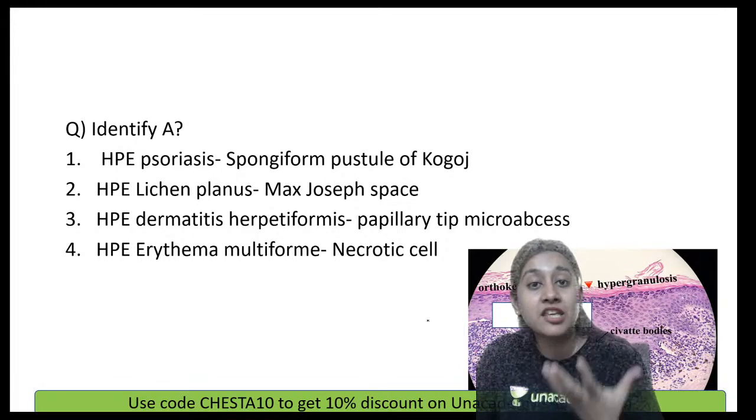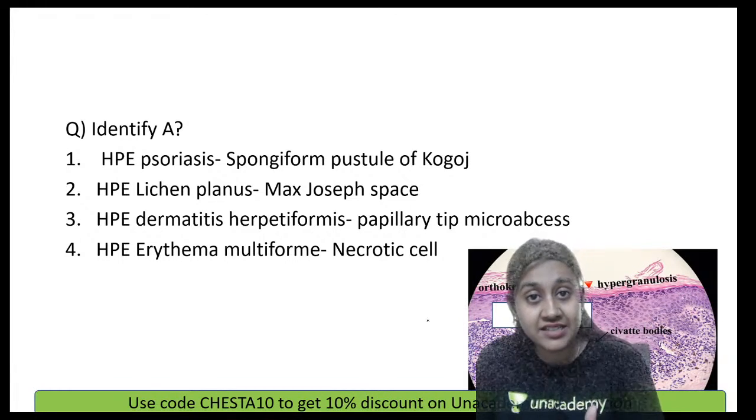Ankita, the hypopigmented macules are mainly present over the trunk in case of pityriasis versicolor.